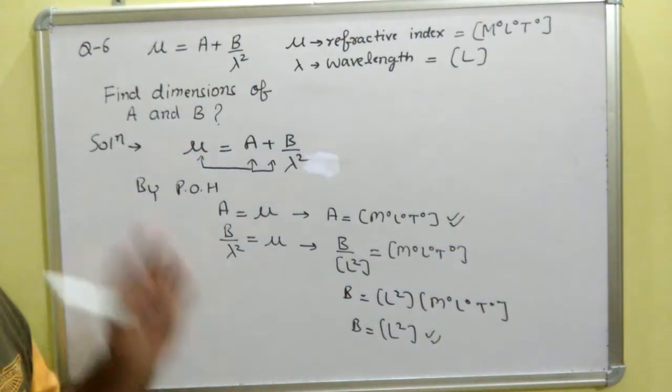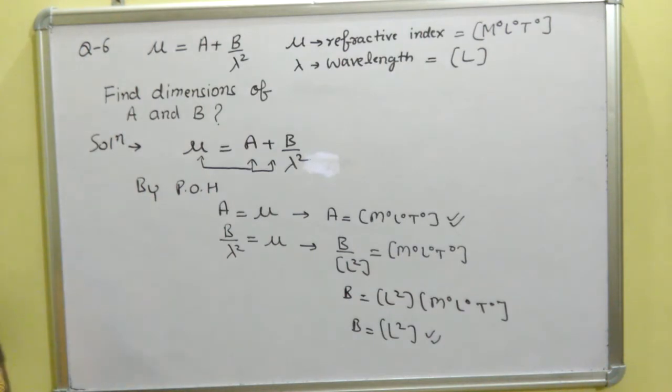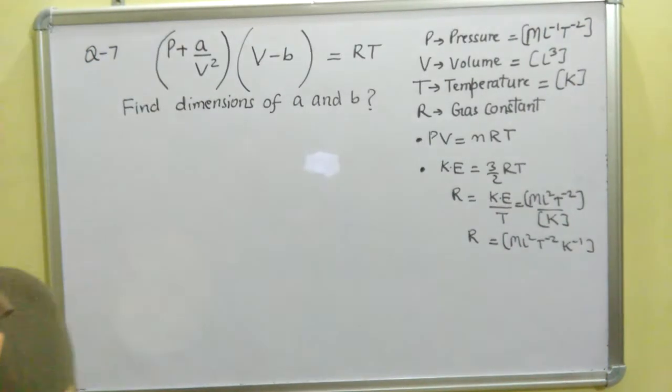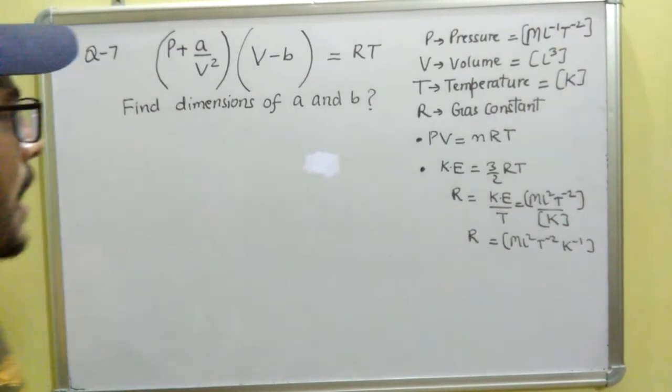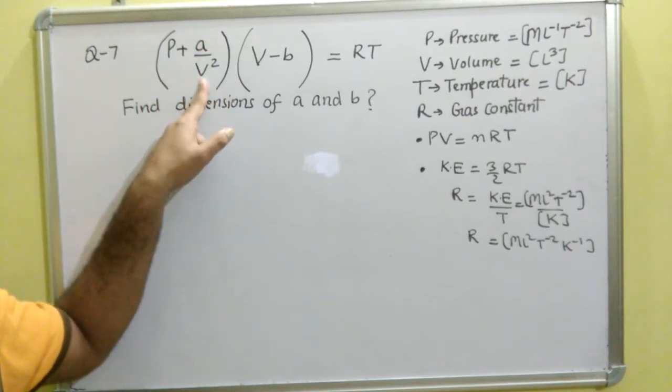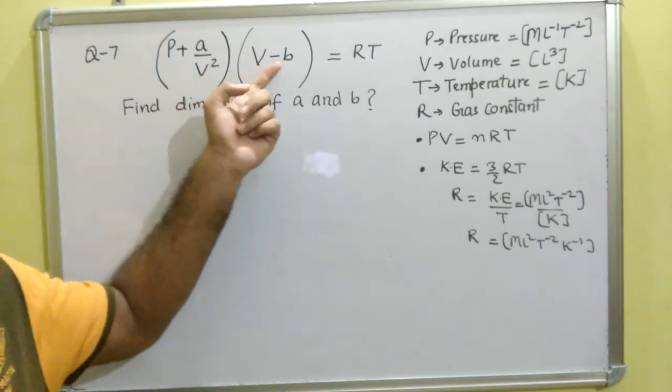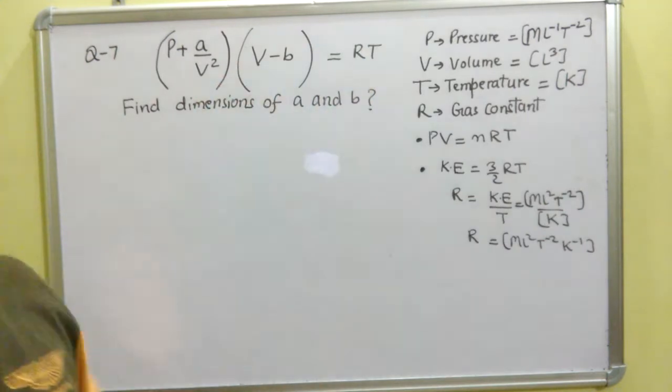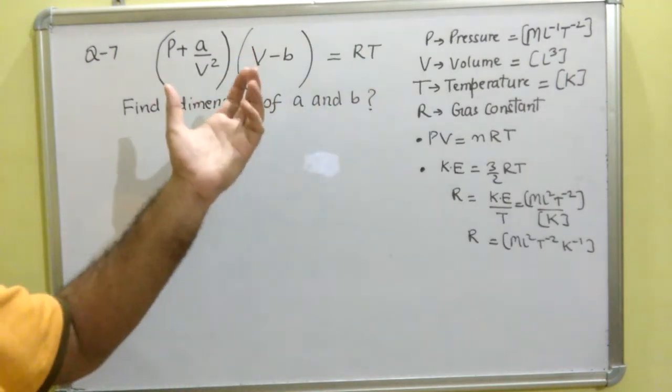So here also we have made use of our principle of homogeneity. Now let's move on to the next question of today. An equation is given to you: p plus a divided by v square, multiplied by v minus b, is equal to RT. This is the van der Waals equation.